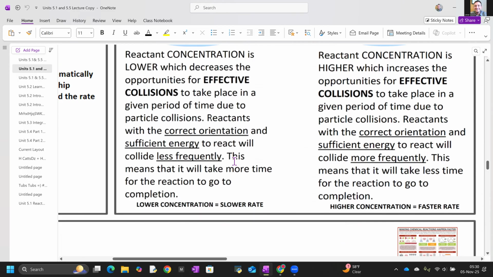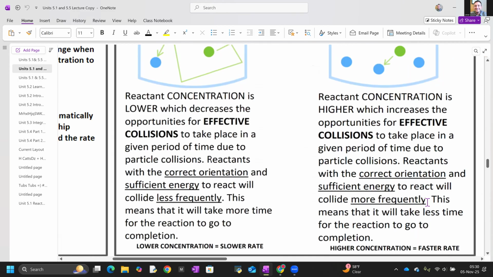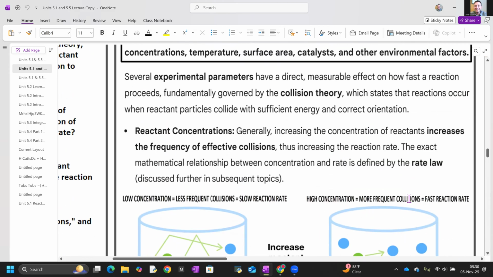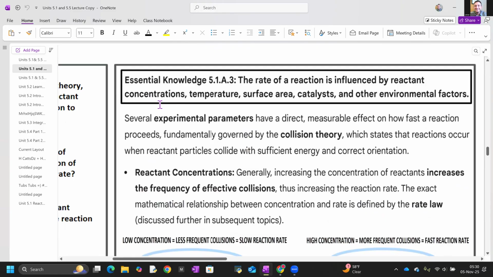And so we can see that in low concentration, particle collisions are less frequent, whereas in high concentration, particle collisions are more frequent. So less frequent and more frequent. And so the more frequently that the particles collide, the better opportunity for effective collisions to take place. This means that it will take less time for the reaction to go to completion, and so a higher concentration will lead to a faster rate. And so that's what we need to know as far as concentration goes on this essential knowledge here.